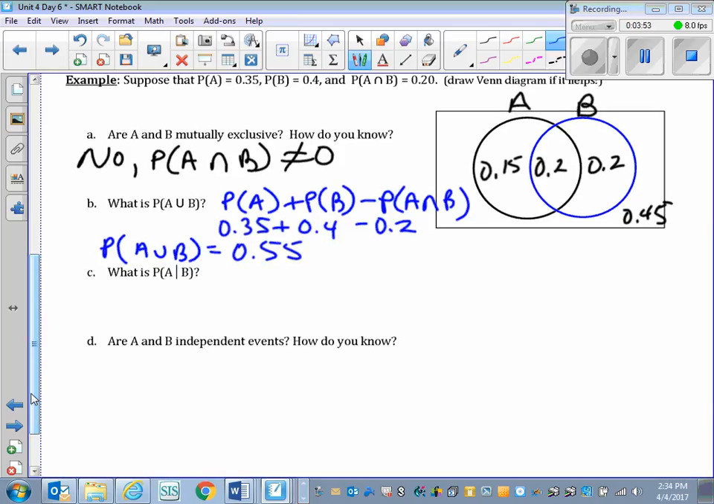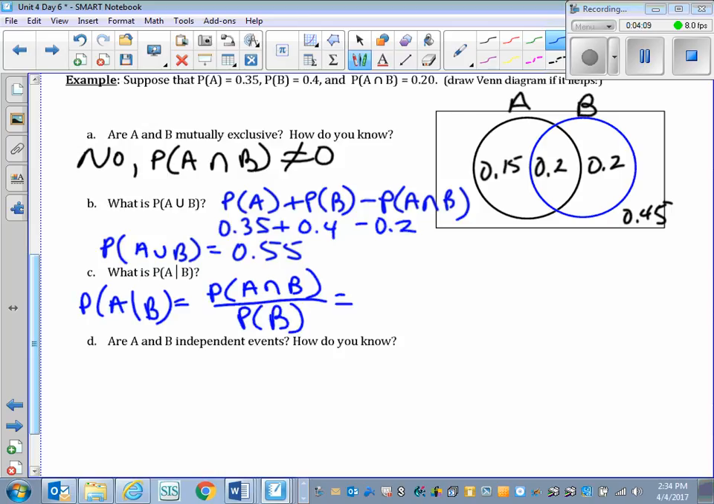Now comes our conditional probability. The probability of A given B. So again, that's going to be equal to the probability of A and B divided by the probability of B. So that's going to be 0.2 divided by 0.4, which is simply going to be 0.5.